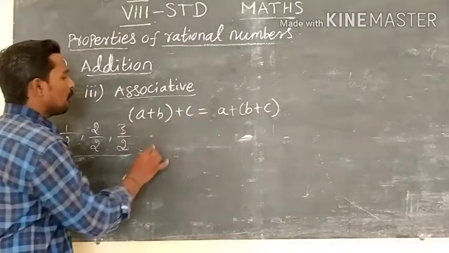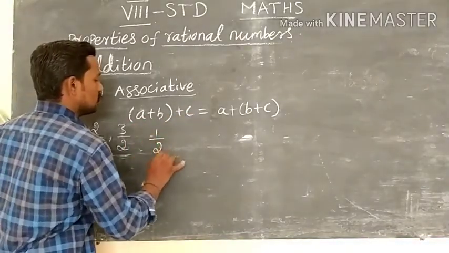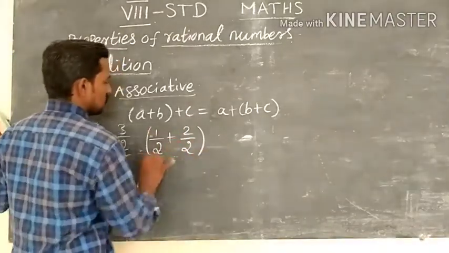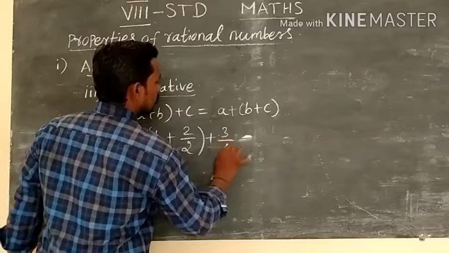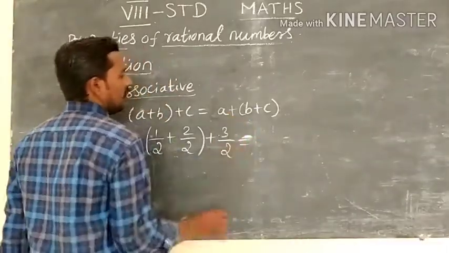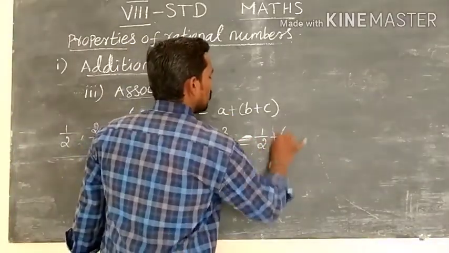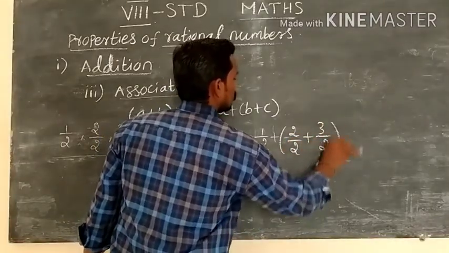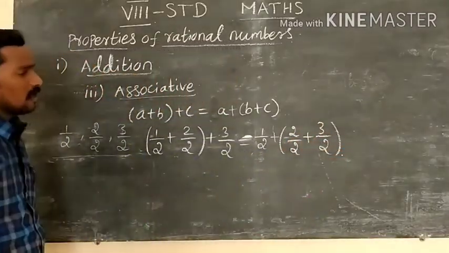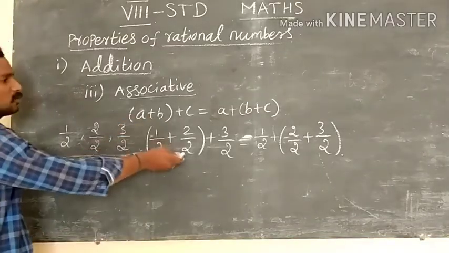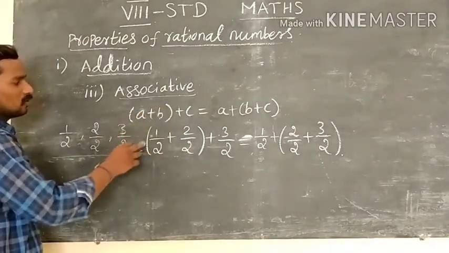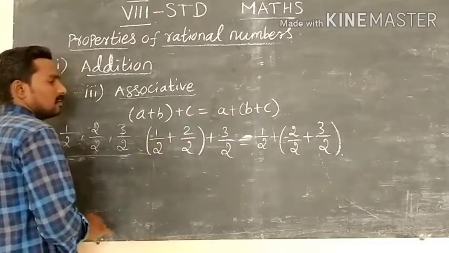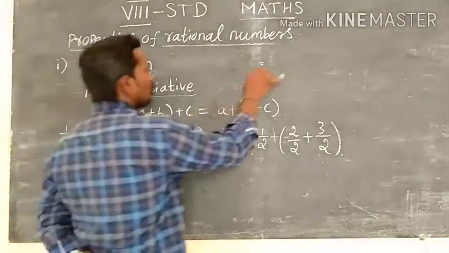Okay, so applying the property, (1/2 + 2/2) + 3/2 is equal to 1/2 + (2/2 + 3/2). Have you understood? I have just substituted the given values: 1/2, 2/2, 3/2. Okay. Then you already have the BODMAS law.